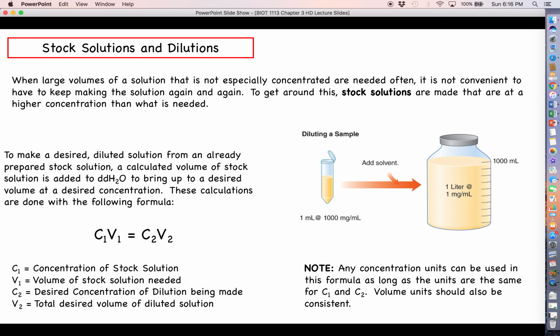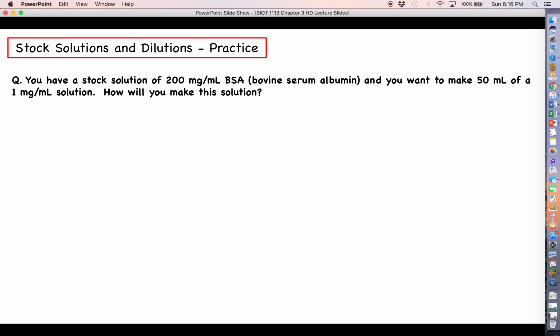So a note about concentration units here, since we've used several different values for concentrations in terms of things like molarity, grams per liter, mgs per mil, percentages, and things of that nature, you are free to use any concentration units that you want, but they have to be the same for both C1 and C2. You can't have C1 in terms of molarity and C2 in terms of grams per milliliter. And additionally, the volume units should be consistent as well. You don't want V1 to be in milliliters and V2 to be in liters. They either both have to be milliliters, both have to be microliters, or they both have to be liters. There cannot be any discrepancies in units here.